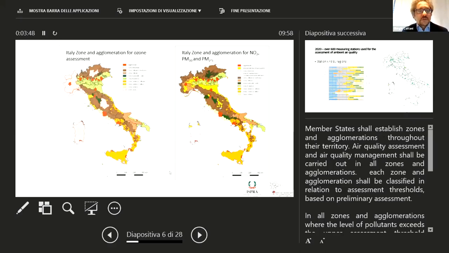So going into the activities that can be interesting for this course, Italy is divided, as all the other member countries, into zones and agglomerations. We have a different zonization for the main pollutants: nitrogen dioxide, PM10, PM2.5, and ozone. This is related to the peculiarity of this kind of pollutant.